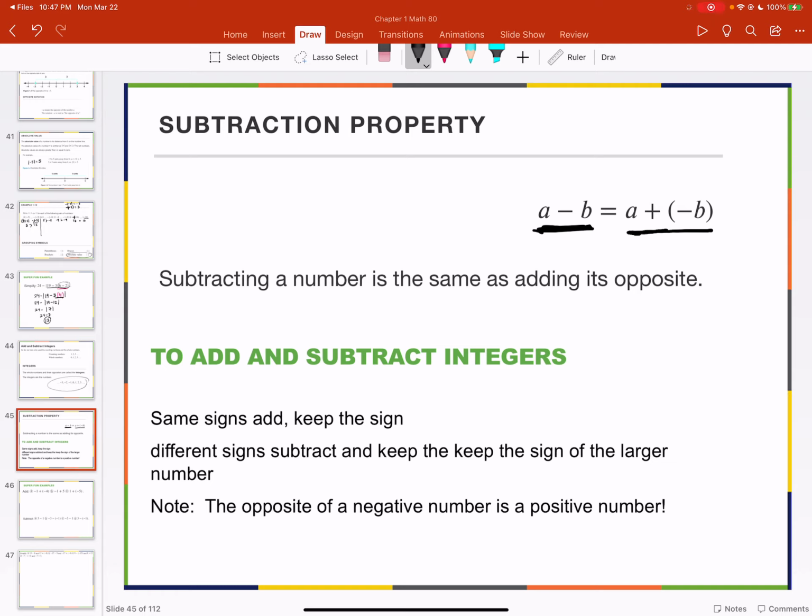The book goes into using these counters and all of this to describe adding and subtracting integers. I don't do that. It's just easier to remember it together, to learn it together. So when you want to add or subtract integers, how do you know when to add or when to subtract? Well, that's easy. You just look at the signs.